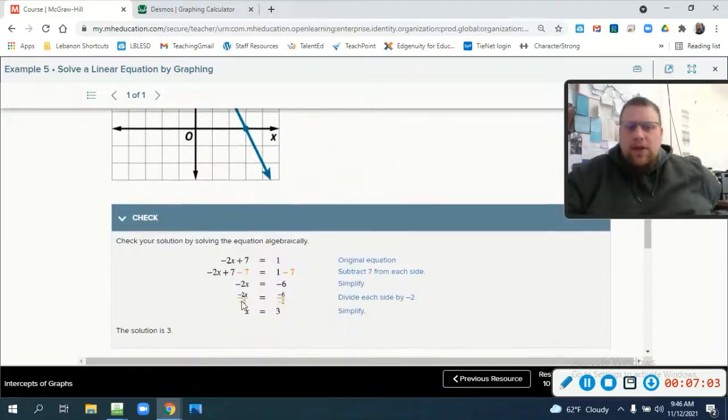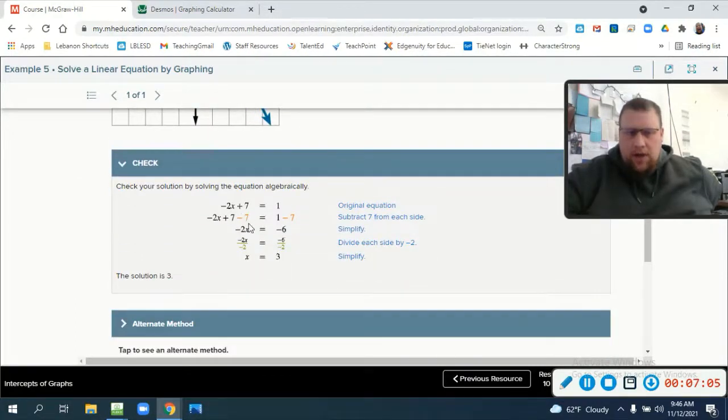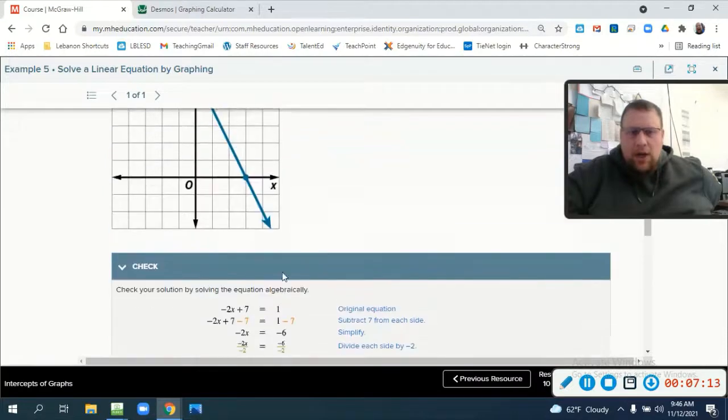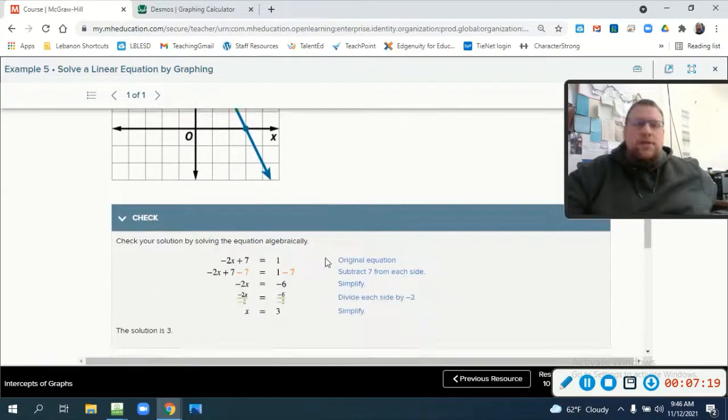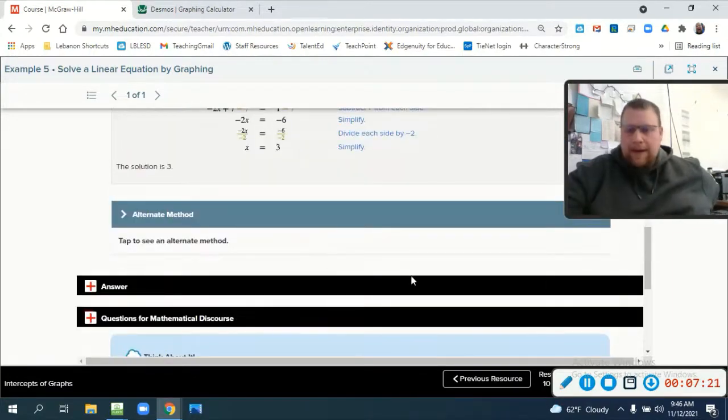But to solve it and check it, we just solve the equation for x. We subtract 7 from both sides. We get negative 2x equals negative 6. Divide both sides by negative 2, and we get that x equals 3, which confirms our solution of x equals 3, which is the root, right? Which is that x-intercept. Okay.